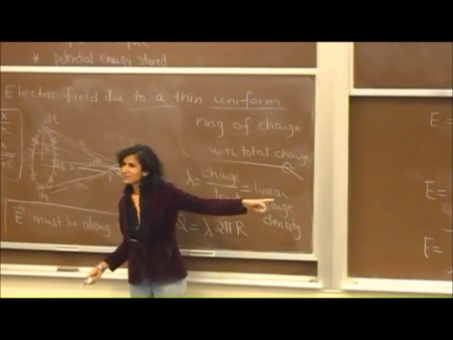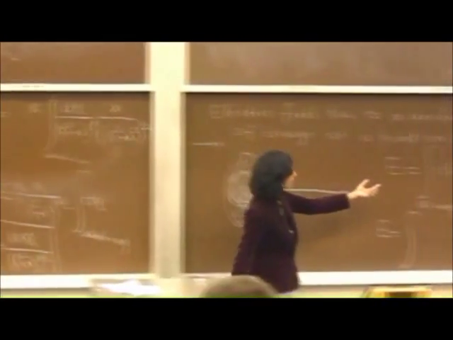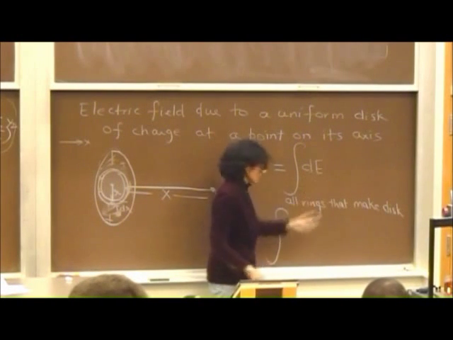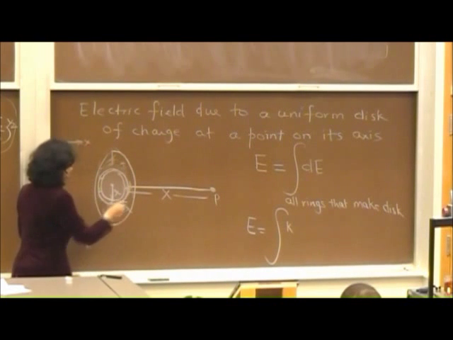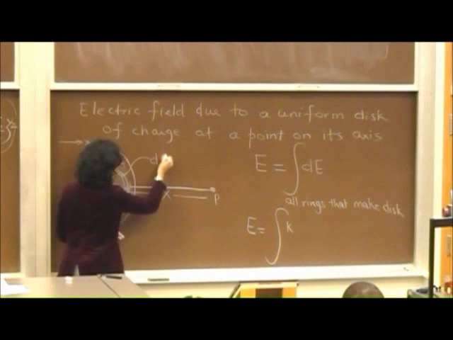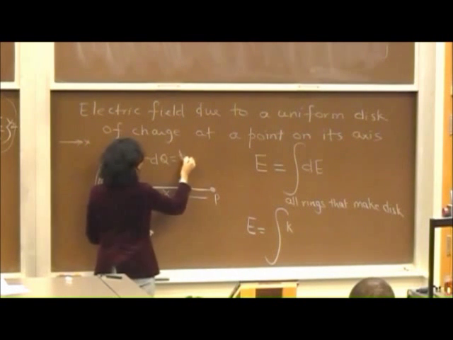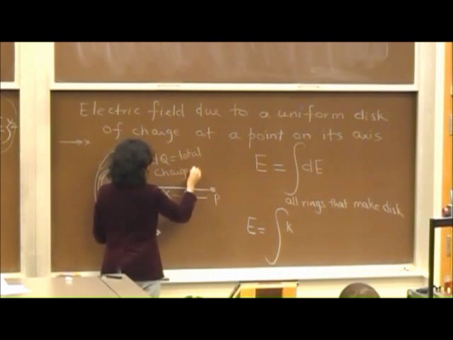Isn't it small r? So can I say that the electric field dE due to each little ring is going to be k, and let's say that the charge on each of these rings is dQ. dQ is the total charge on the ring.